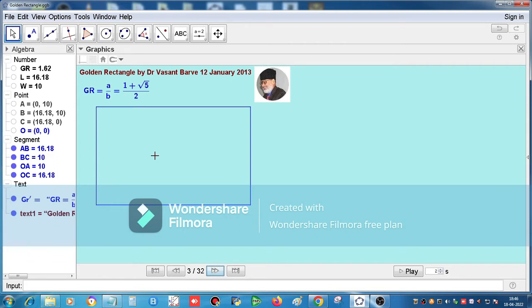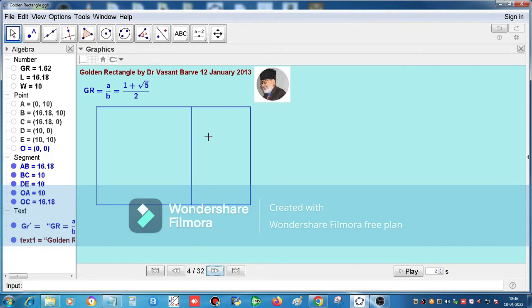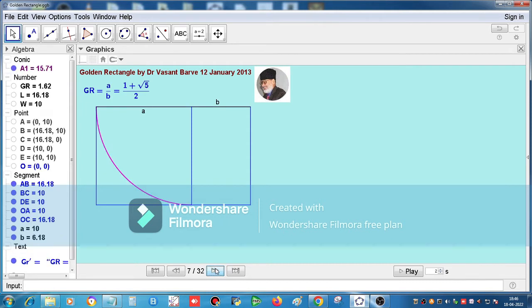Now, the most important part of this is that if you divide this, if we cut a square from here, you see that this again is a golden rectangle. I have removed a square from here. In order to show you that this is a square, I am going to draw one quarter circle here. This is A and B, first of all I am showing. Now, this is the quarter circle.